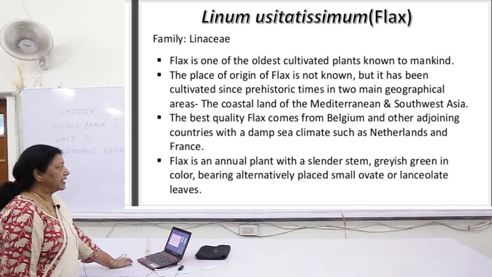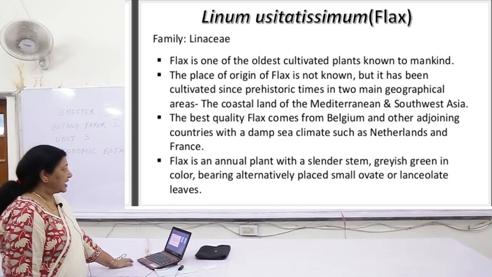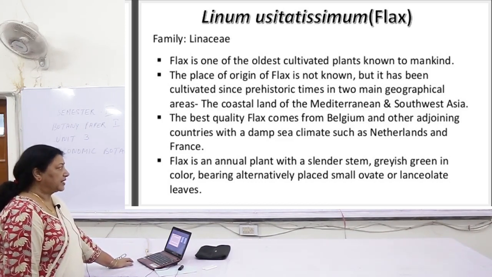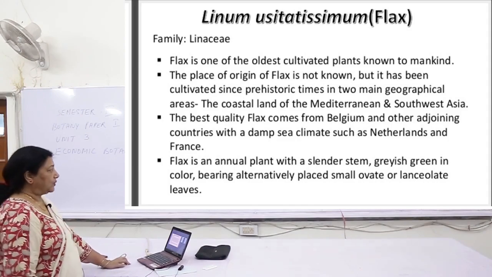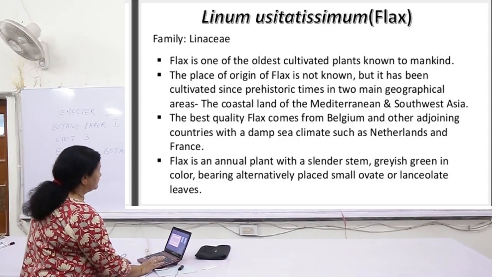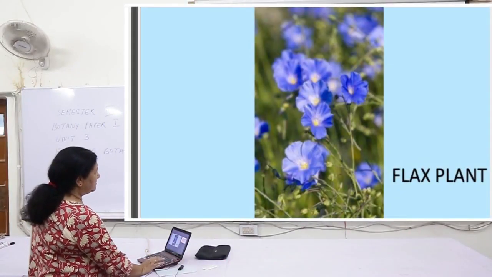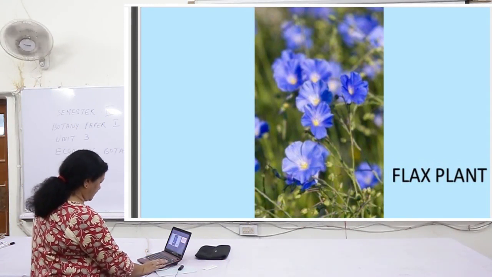Flax is an annual plant with a slender stem, greyish green in color, bearing alternately placed small oval or lanceolate leaves. This is a picture of the flax plant. It has nice blue flowers.